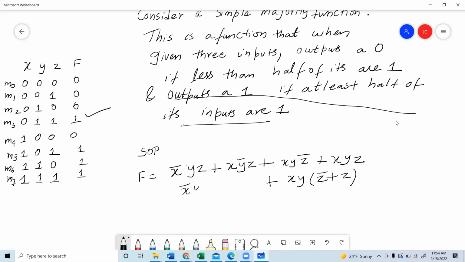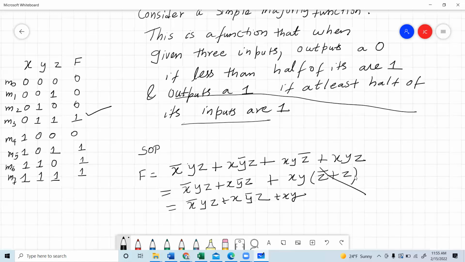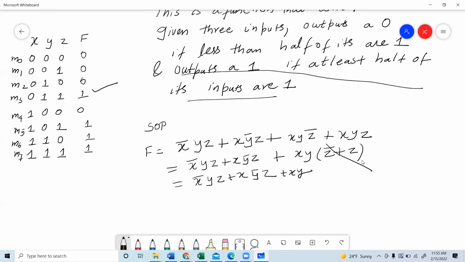Is there any common term here? So this is not a common term. So this will go away. So we will rewrite this expression, which is x bar y z plus x y bar z plus x y. But x y is also not common. How do you reduce this circuit further?